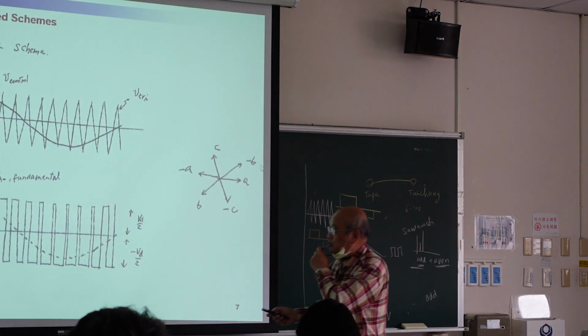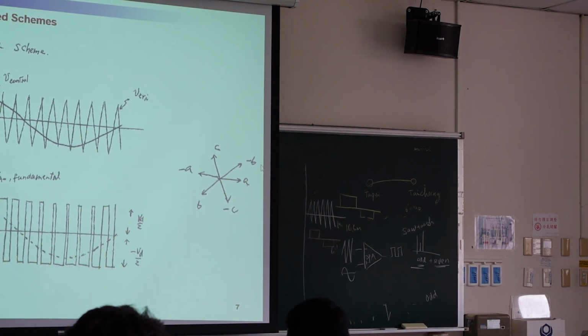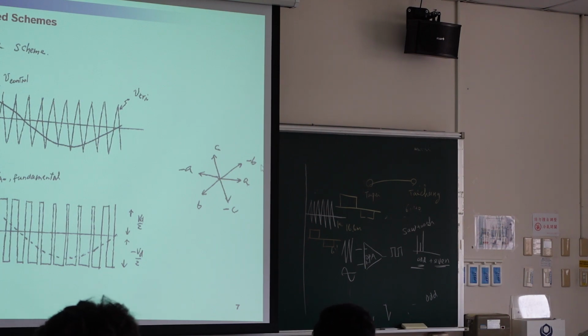Then we set a rule. If the sinusoidal signal is higher than the triangular, then we turn on the upper switch. On the other hand, if the carrier is larger than the sinusoidal signal, then we turn on the lower leg. So we can generate this one. This is higher than carrier, then positive 0.5 VDC. Here, carrier is higher than the sinusoidal, then minus 0.5 VDC, right? So we can create this waveform.